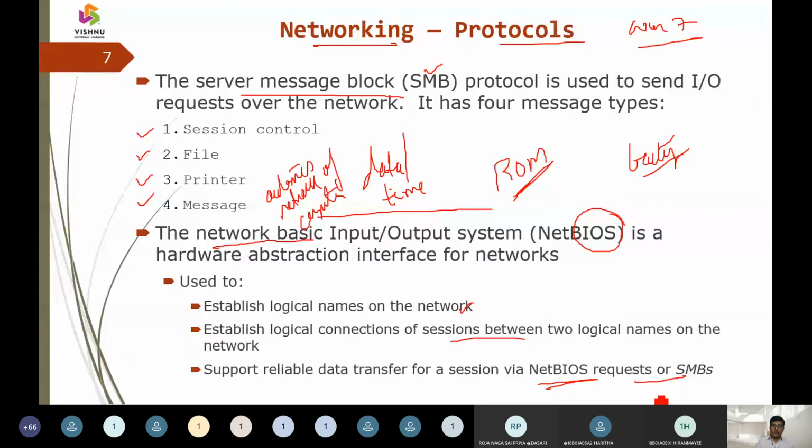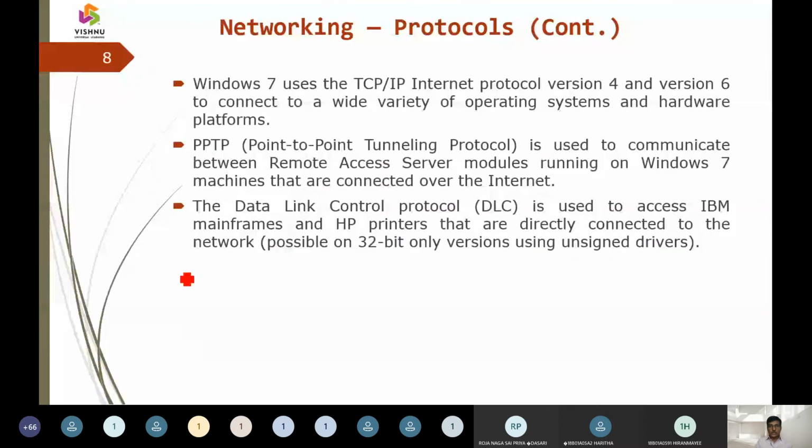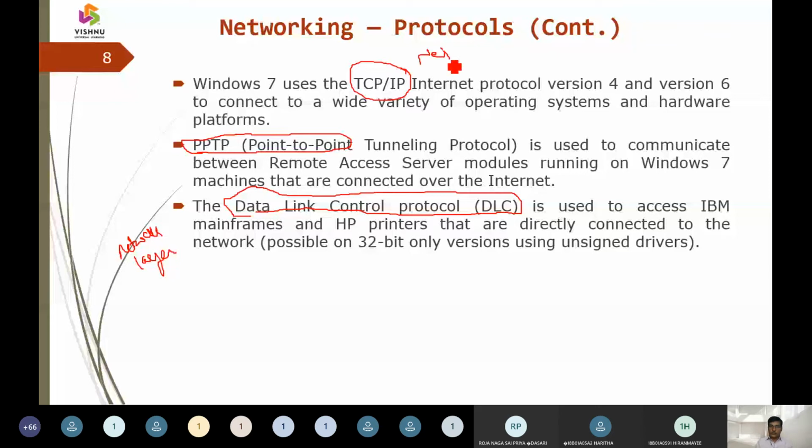In networking, you have heard about these words, right? Transmission Control Protocol and Internet Protocol, and then Point-to-Point Protocol, and we will also be calling it peer-to-peer protocols. Then we are going to have the Data Link Control protocol, which is part of the network layer. We will be having this network layer and TCP/IP, and these are implemented in the transport layer.